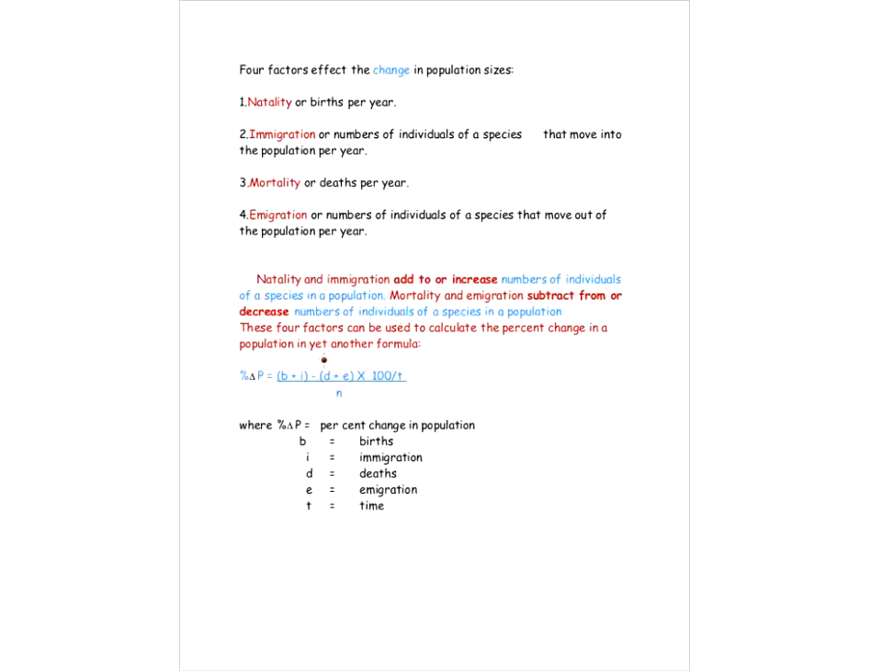If we want to find the percentage change in a population over time, what we're doing here is adding birth and immigration in this bracket, subtracting death and emigration, and then multiplying by 100 because we've got a percentage, and then we divide that by N. N is just the number in the population. So that's what we do to find the percentage change in a population. We use this formula here.